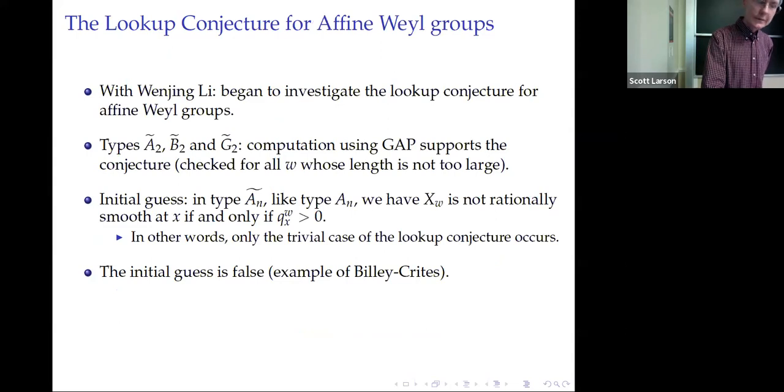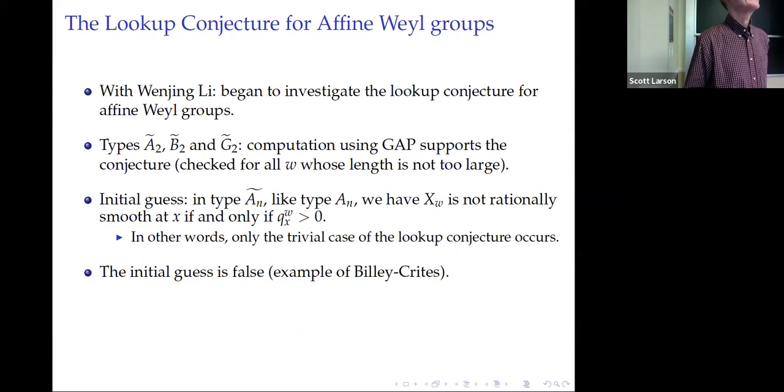Okay, so anyway, after this, it was the lookup conjecture, not the lookup theorem. So I've continued to be interested in it. With Wenjing Li, we began to investigate the lookup conjecture for affine Weyl groups. Now, these are infinite groups. Since we were unable to prove it for the finite groups, it may have appeared foolish to look at infinite groups.